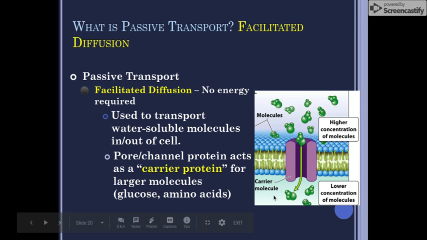In this case, it's a channel that these molecules are going to move from high concentration to low concentration through that protein. Okay, we have this with glucose, various amino acids, and so this is facilitated diffusion. Okay, molecules move down the concentration gradient from high to low with the help of a protein.